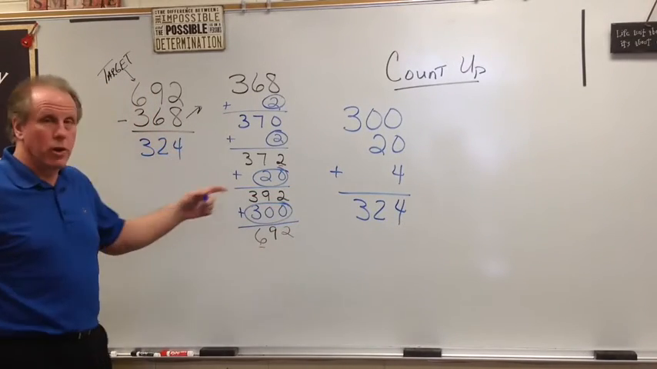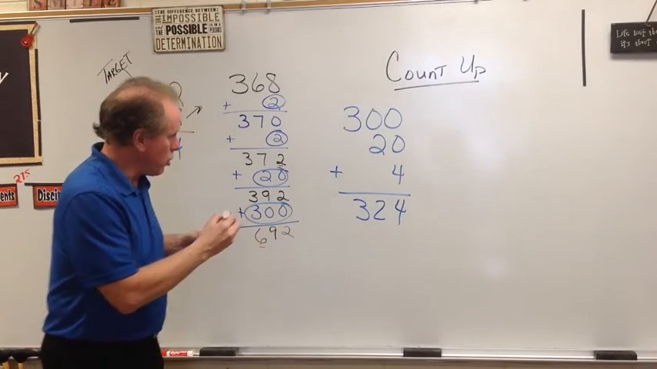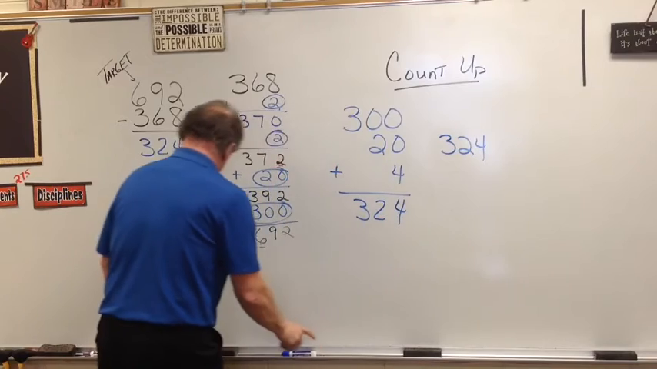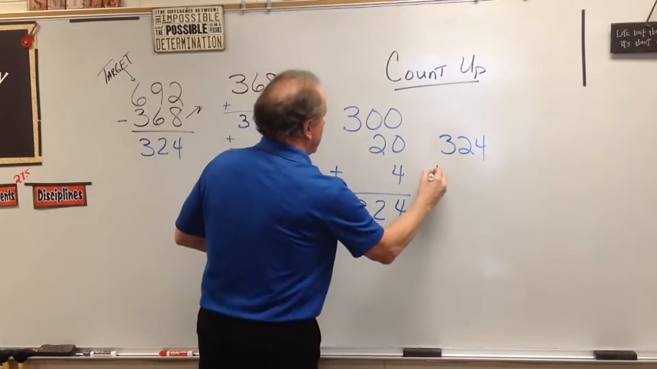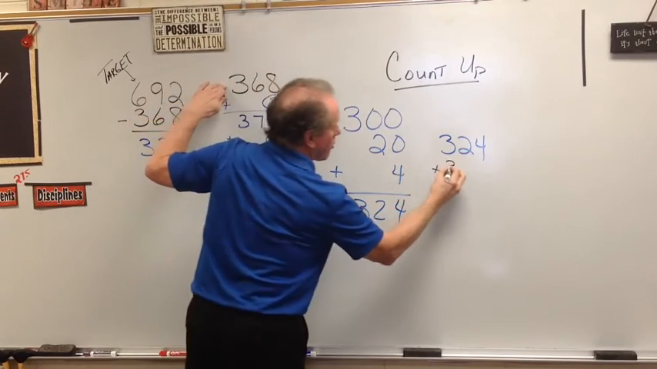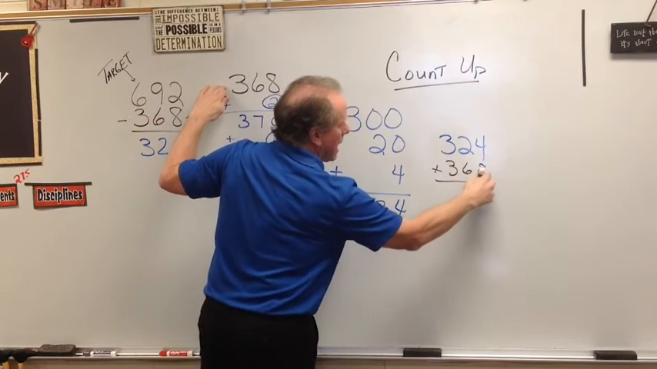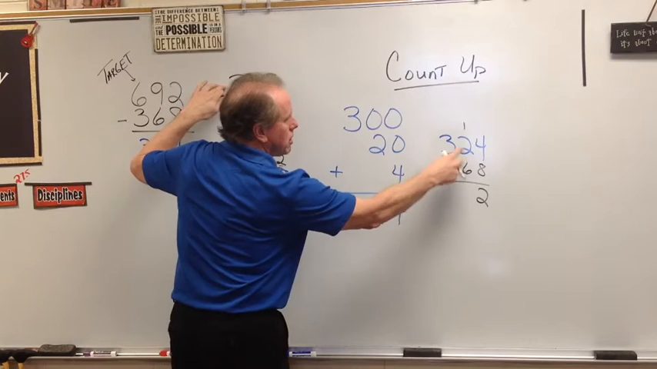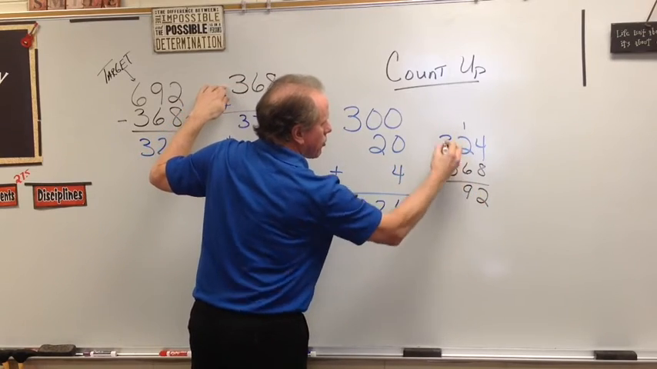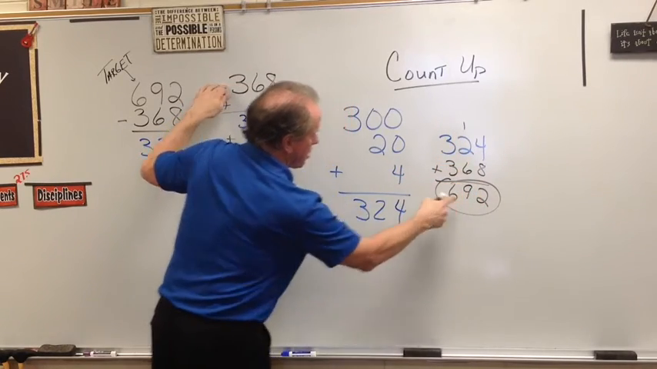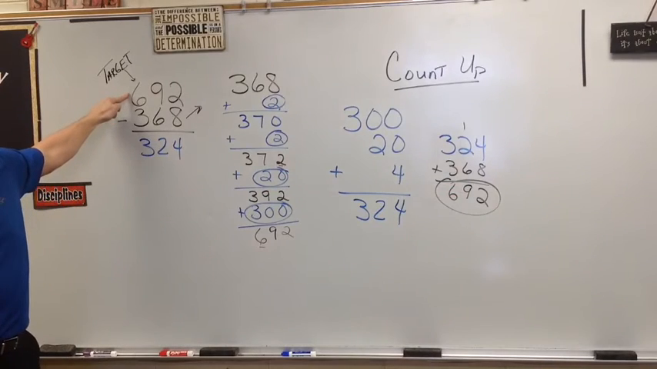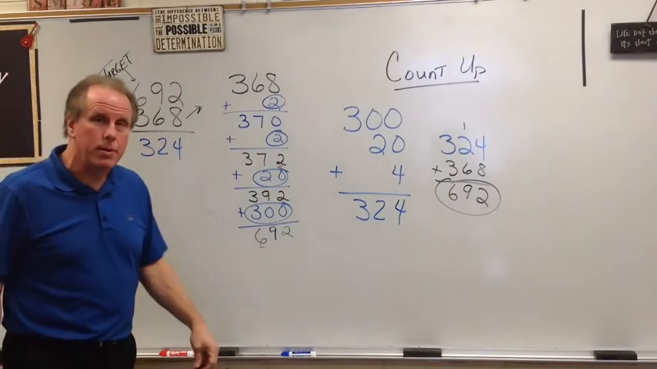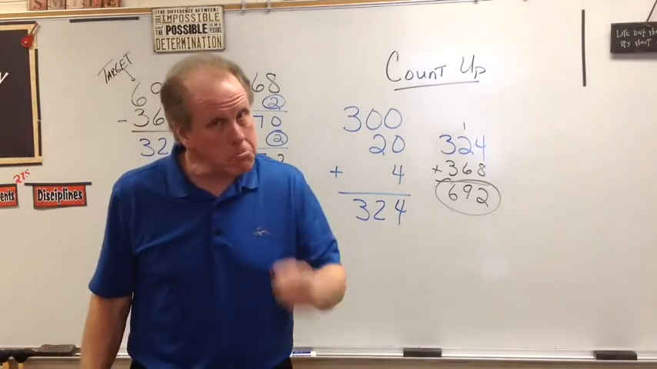Now you can do a real quick check if you want. You can take your 300 and 24. And you can add to that the number we had, 368. And 8 and 4 is 12. Carry that to 10. 6, 7, 8, 9. And 3 and 3 is 6. 692. 692. Voila! You just counted up to do subtraction.